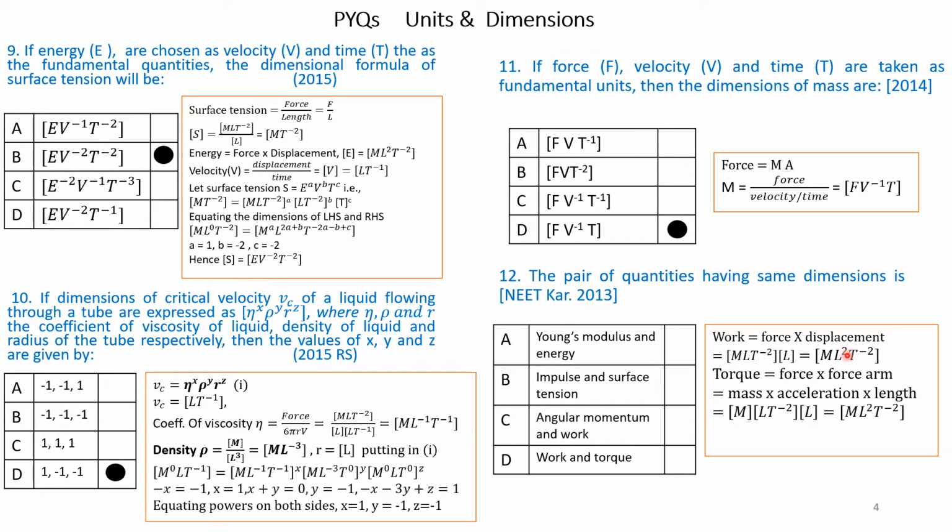Work is equal to force into displacement. Force is equal to M L T to the power of minus 2, within brackets, into L, that is equal to M L square T to the power of minus 2. That is the dimension for work. And the dimension of torque, which is defined as force into force arm, is also the same as work, that is M L square T to the power of minus 2. Hence, option D is the correct option. Please mark it.